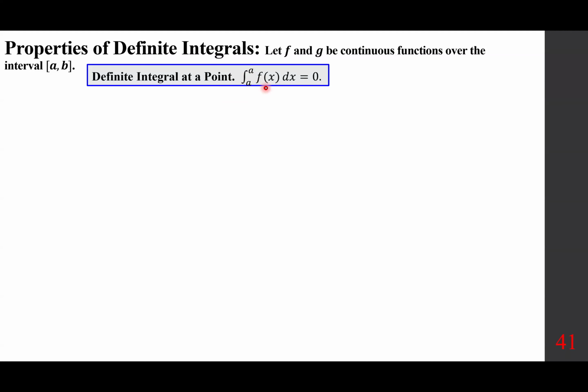Because delta x is 0. Delta x is b minus a over n, and it becomes a minus a. So it doesn't cover any area. So the area under a point is 0, it doesn't cover anything.